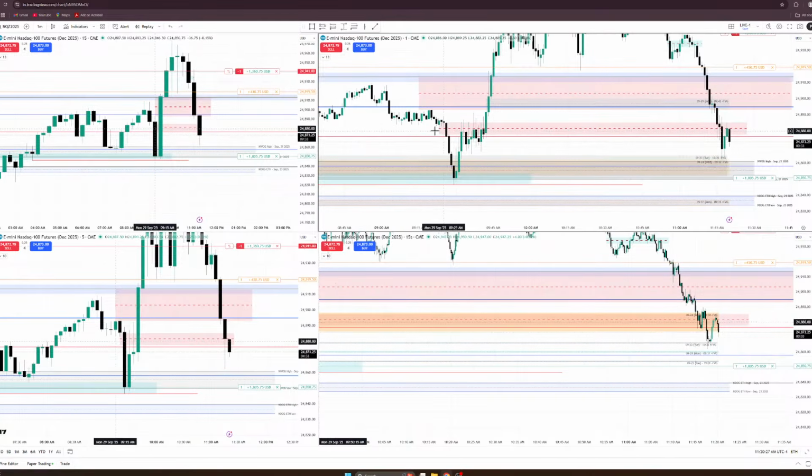Like I told you, guys, you can see price is respecting the midpoint of this bearish fair value gap. So we want to see price remain below 50% of this bearish fair value gap.